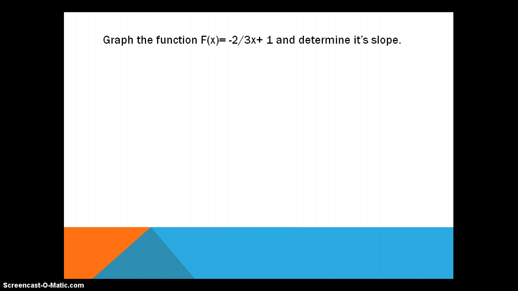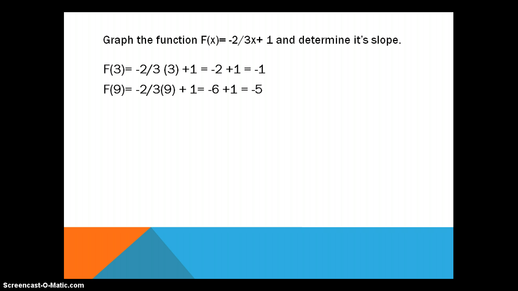Graph the function f of x equals negative 2/3 x plus 1 and determine its slope. f of 3 equals negative 2/3 times 3 plus 1 equals negative 2 plus 1 equals negative 1. f of 9 equals negative 2/3 times 9 plus 1 equals negative 6 plus 1, which equals negative 5. Pairs are 3, negative 1, and 9, negative 5.